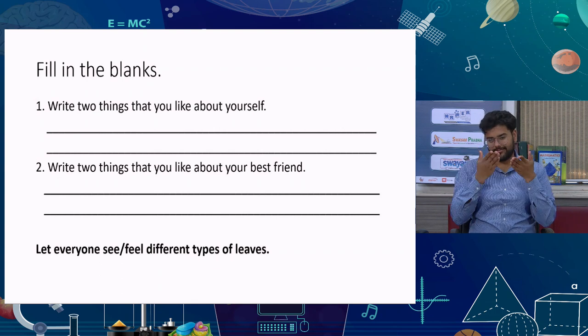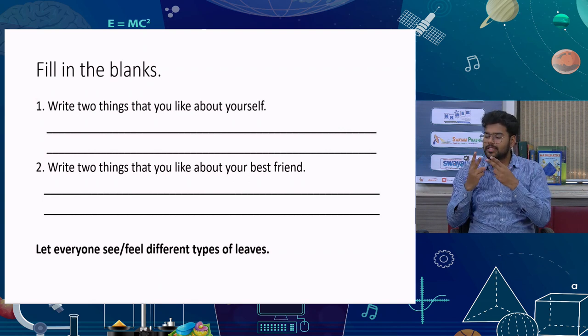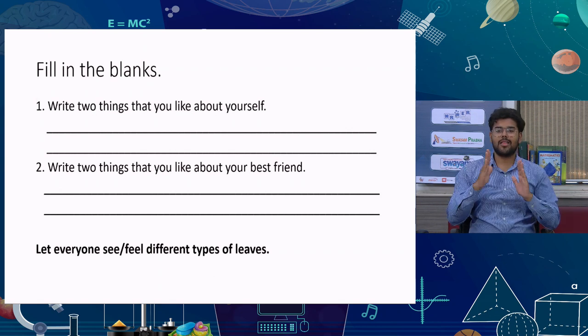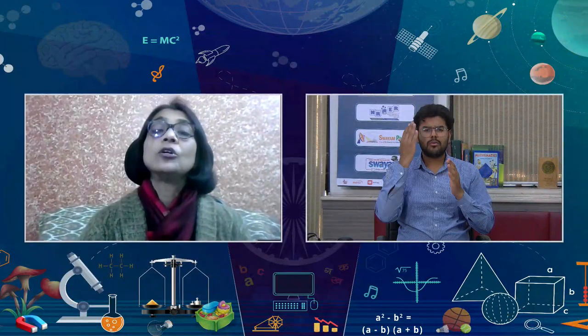And also see what your best friend is good at. So, two things that you like about your best friend. Then you can all share your answers, and that will be good fun when you get back to the class. And each one of you must see or feel different types of leaves. There are different shapes available, and the texture is different. So you will enjoy it even more then. Okay. And then I have some modification for the children.